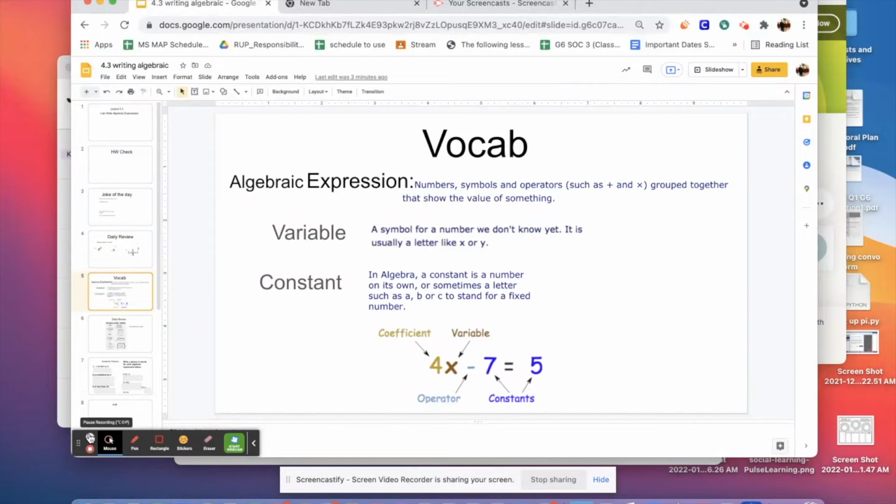Before we continue today, let's review some vocabulary. Algebraic expression: numbers, symbols, and operators, such as pluses and multiplying, grouped together that show the value of something. A variable is a symbol for a number we don't know yet. It is usually like X or Y. And a constant, which is basically numbers without any letters.